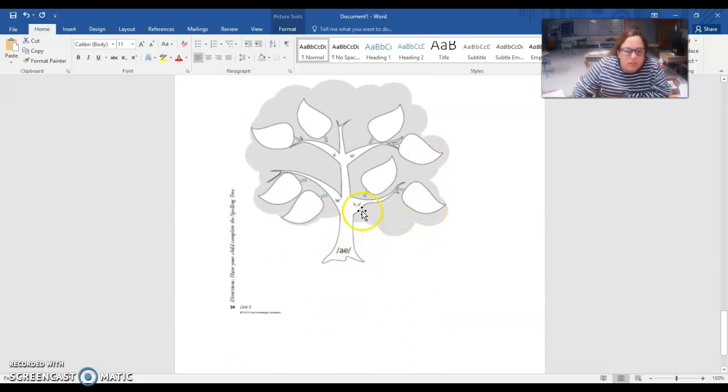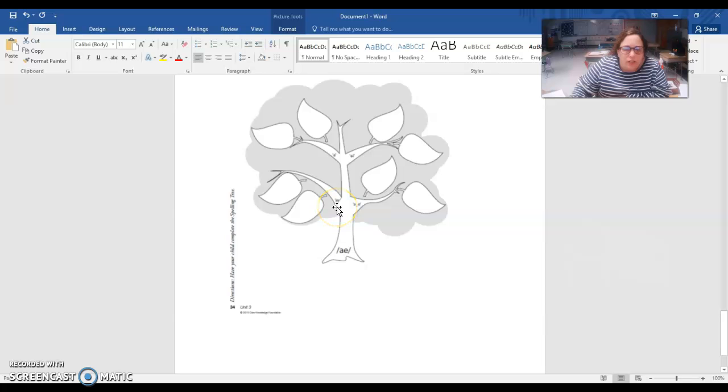So think of words that have the A consonant E spelling. You write one here and you write one here. Think of 2 words that have the AI spelling. Remember, the AI spelling is in the middle of the word. Write it right here and here.